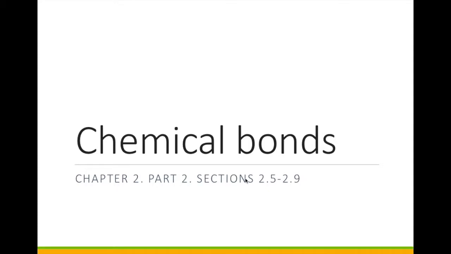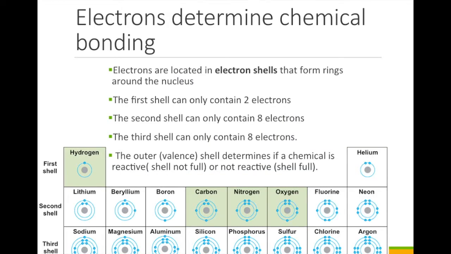Now that we know the structure of an atom, let's look at some of the interactions between atoms called chemical bonds. Chemical bonding happens when electrons are transferred or shared between atoms. So the location and number of electrons determines the chemical properties of an atom. Typically, we draw electrons in rings around the central nucleus.